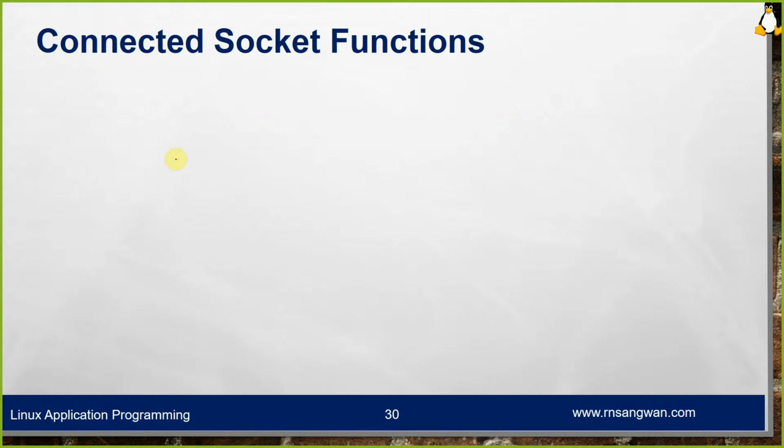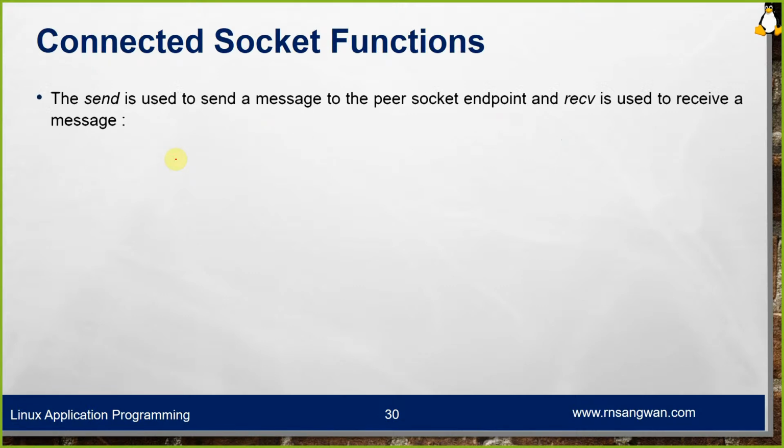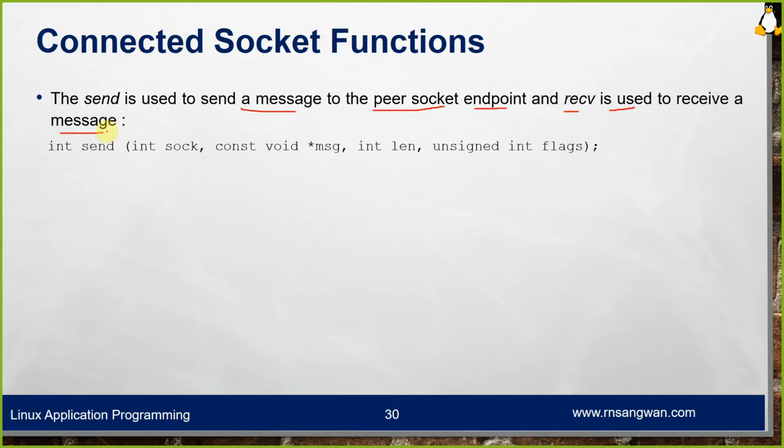So what are the functions for connected sockets? Connected socket functions: send. Send is used to send a message to the peer socket endpoint, and receive is used to receive a message from the endpoint. And this is the prototype of the function. We pass the parameters socket, message, size and flags. Similarly, receive: socket, buffer, length and flags.